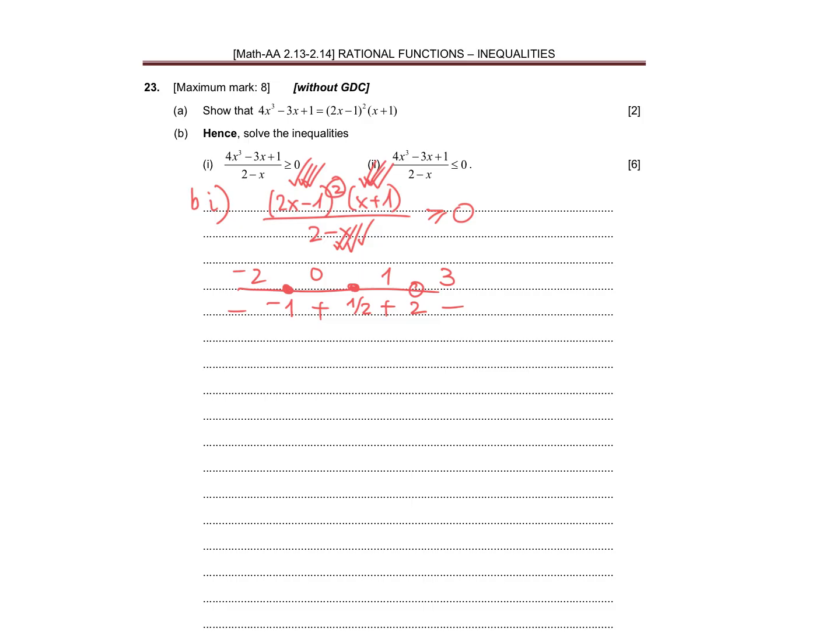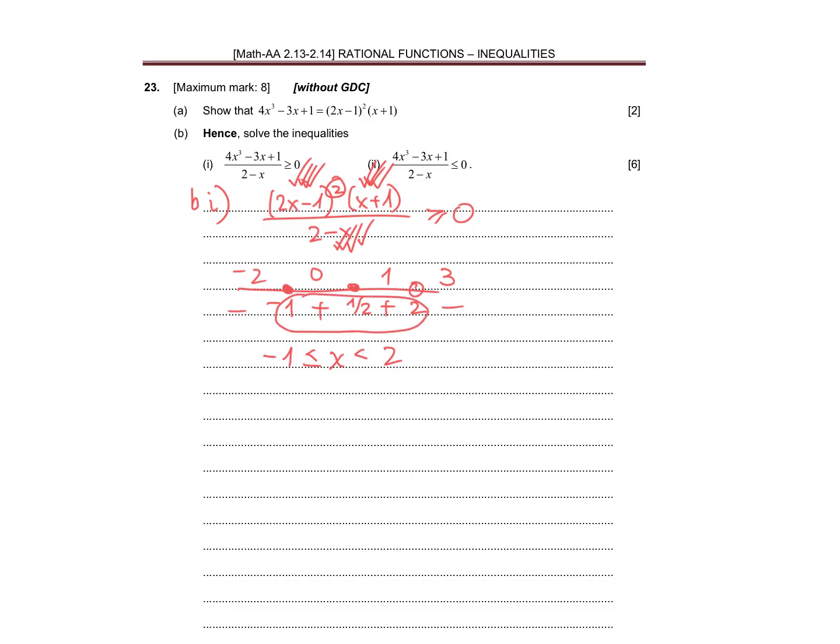So this is going to be x less than or equal to negative 1. No. Yes. No. So we need in between negative 1 and 1/2 because we want positive. No, and up till 2 because it's everything here except not 2.